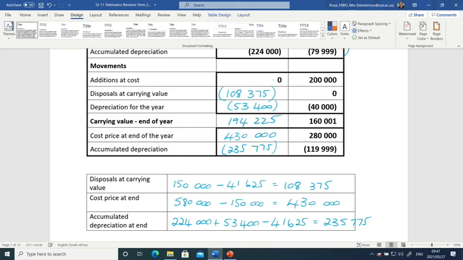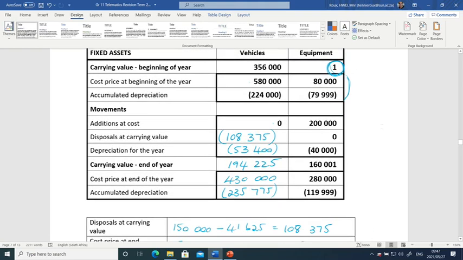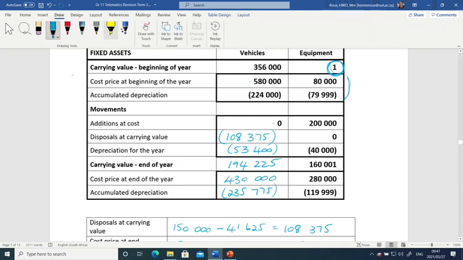Okay, this was a rather easy one because they gave you all the information and no real calculations that you had to make. Just note this, that carrying value at the beginning plus additions at cost minus disposals minus depreciation will give you the carrying value at the end. So without calculating this, you could have calculated the carrying value at the end of the year.